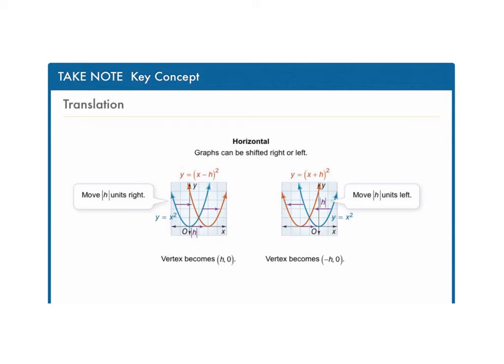You can shift your parent function left or right. That's called a horizontal translation.